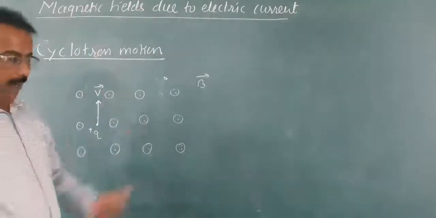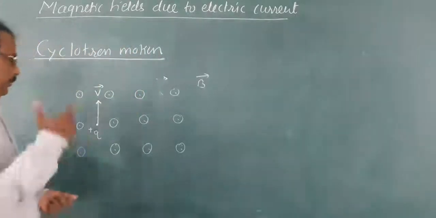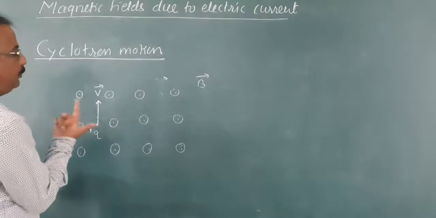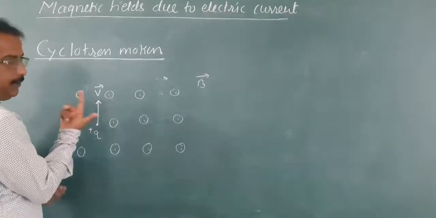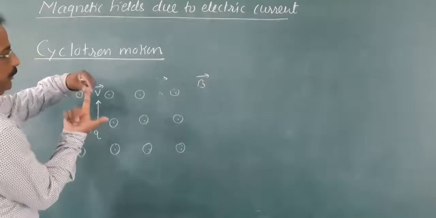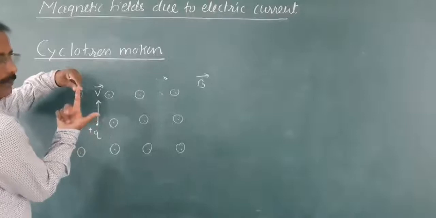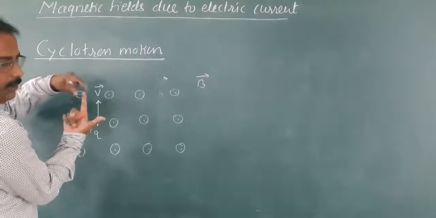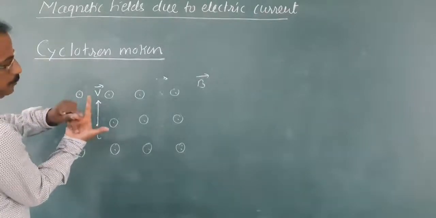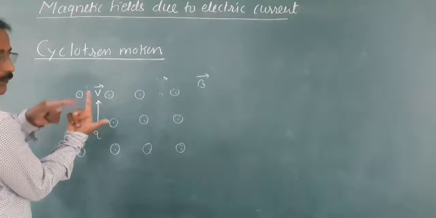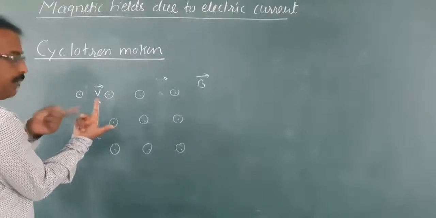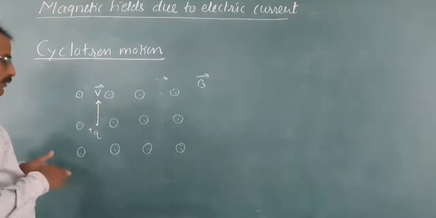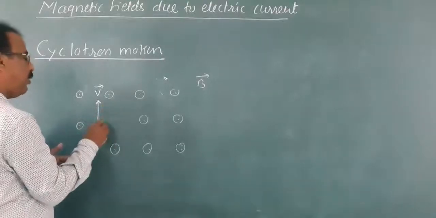And is moving in upward direction. Apply right hand rule to get the direction of force acting on this electric charge. See that this forefinger is directed towards this velocity. This forefinger represents velocity vector. This middle finger represents direction of B bar, which is outward towards you. Thumb will represent the direction of force acting on this electric charge.